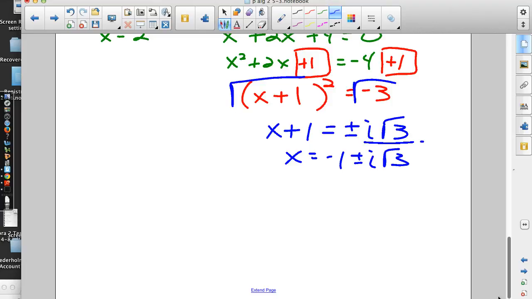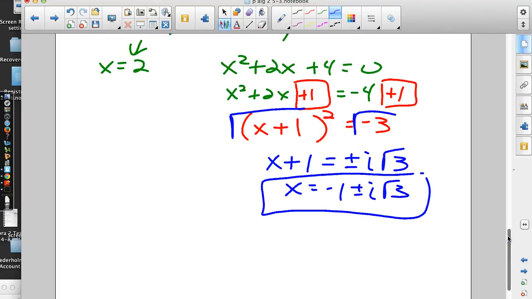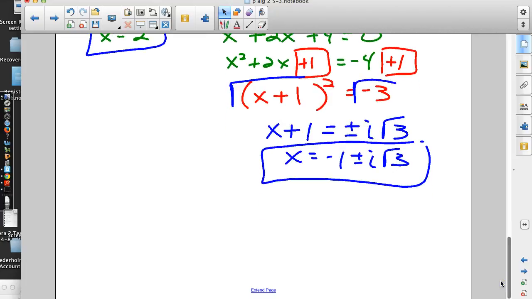3 of them? Because that's what we found. Yeah, there are negative 1 plus the square root of 3i, negative 1 minus the square root of 3i, and then we had our little 2. That's some good factoring in there. All right.